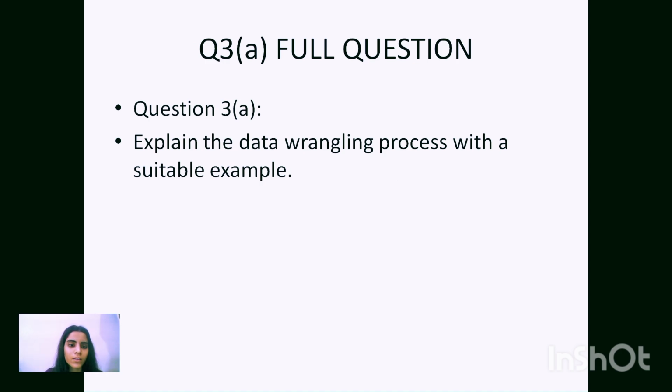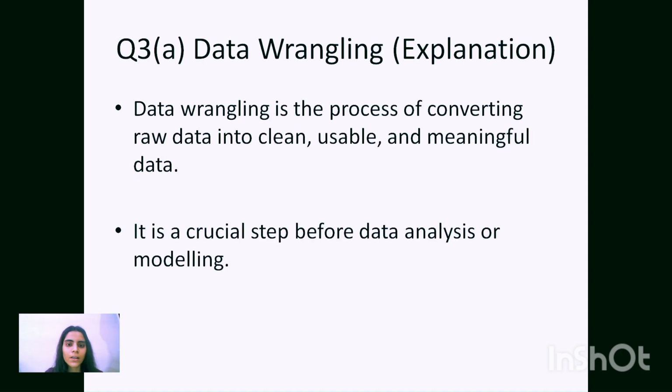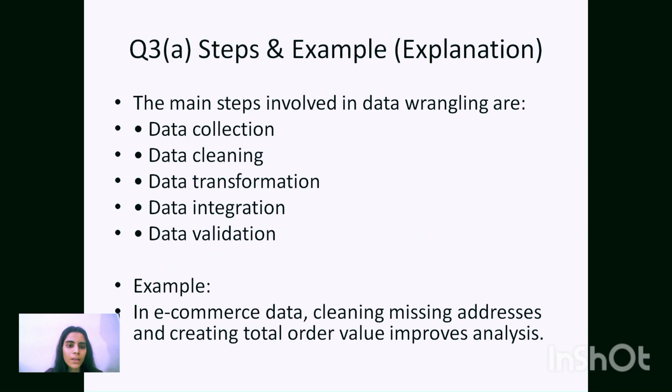After it, question number third: explain the data wrangling process with a suitable example. Data wrangling is the process of converting raw data into clean, usable, and meaningful data. It is a crucial step before data analysis or modeling. So the main steps involved in data wrangling are data collection, data cleaning, data transformation.